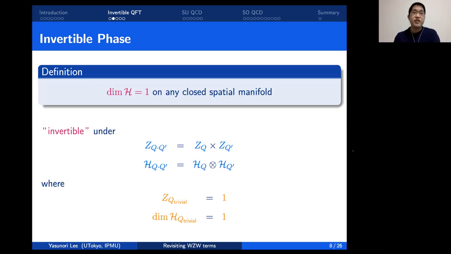Apparently, the two notions introduced so far seem rather irrelevant to each other, but actually there's a deep connection between them.